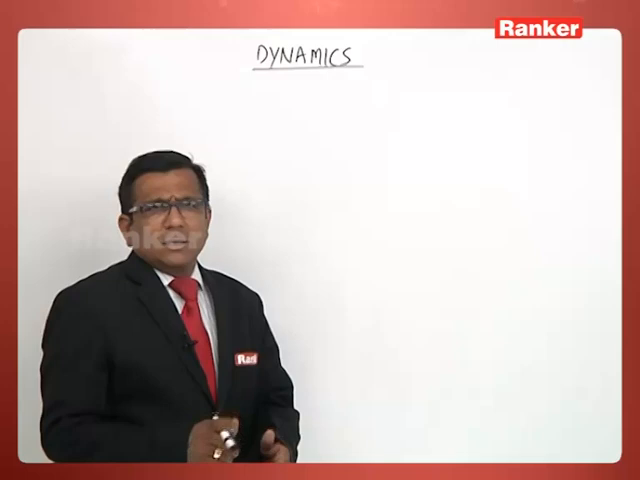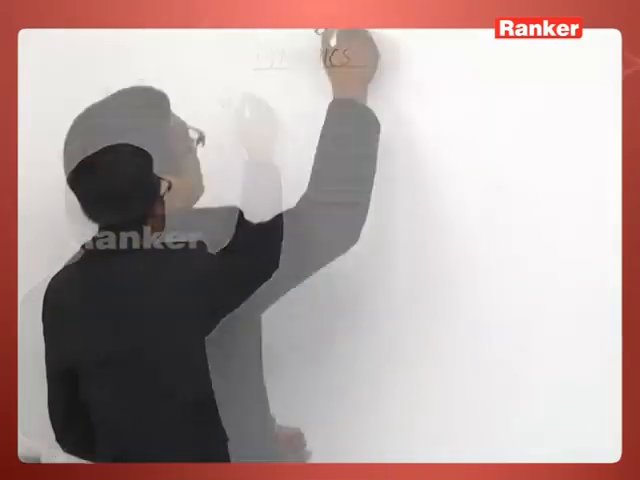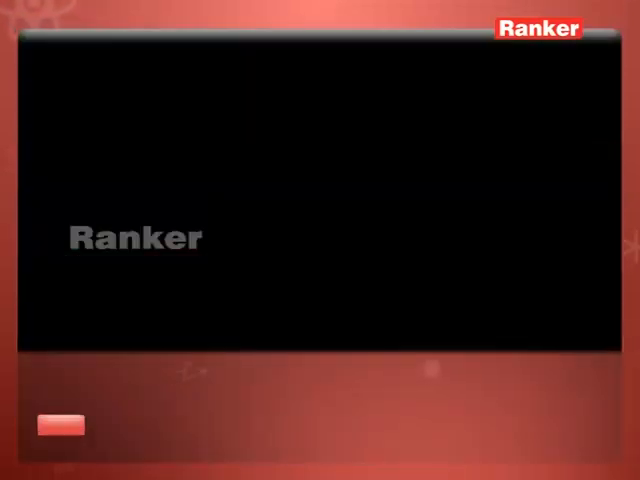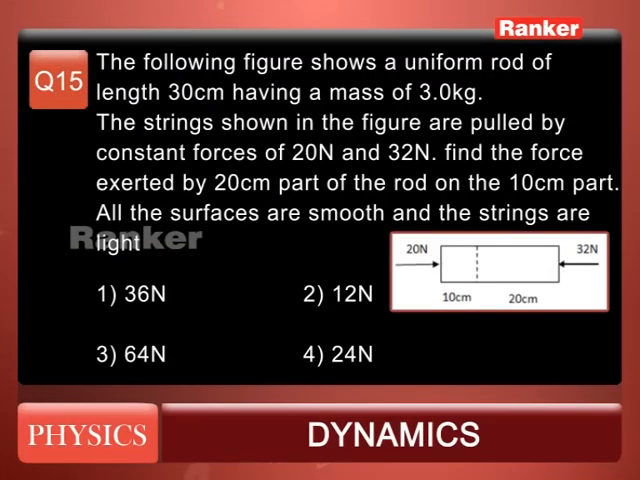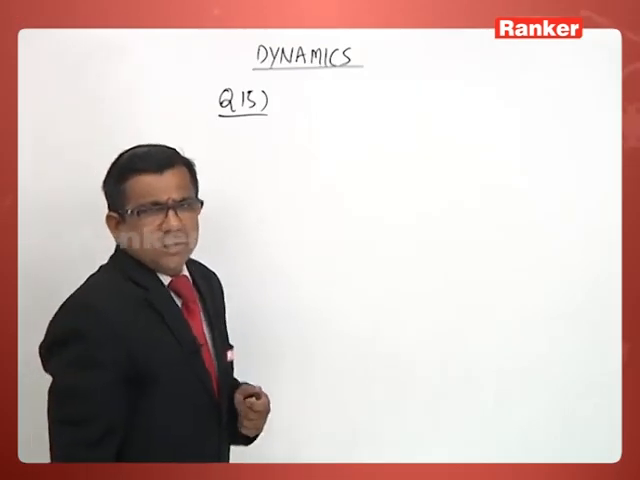So now let us see the next problem, problem number 15. It is given in the following figure: a uniform rod of length 30 cm having mass 3 kg. It is pulled by two strings on both sides as given in the diagram, one with 20 Newton and the other with 30 Newton. Then find the force exerted by the 20 cm part of the rod on the 10 cm part. Moreover, it is given that all the surfaces are smooth and the strings are light. Now let us see how to solve this problem.